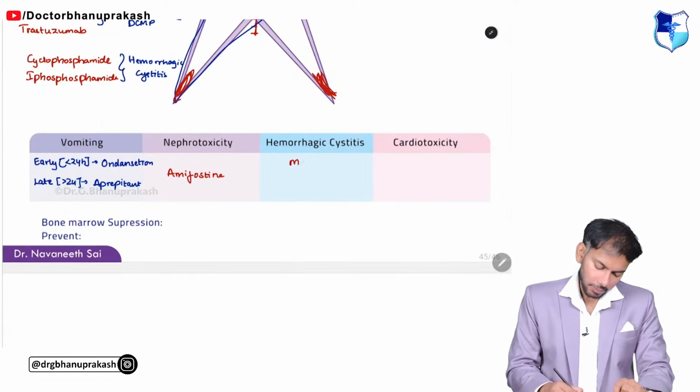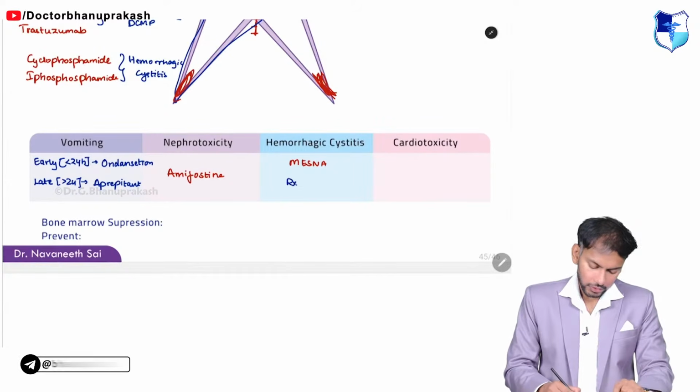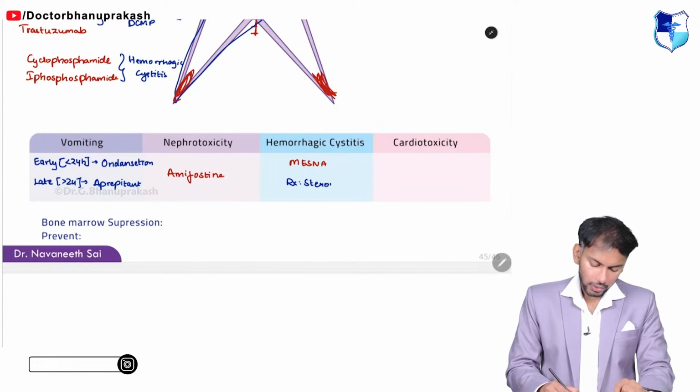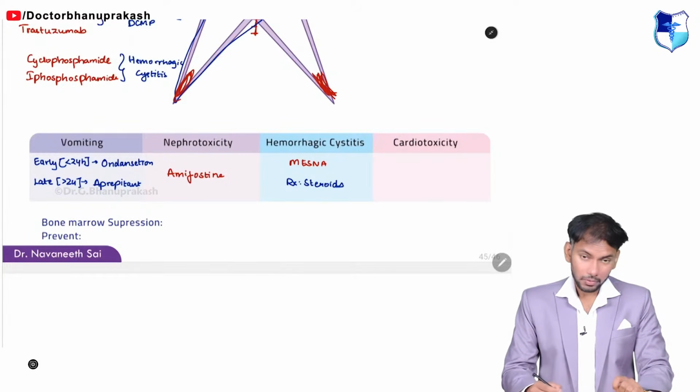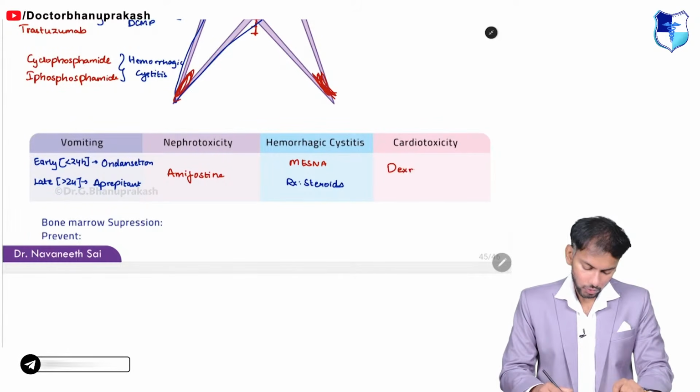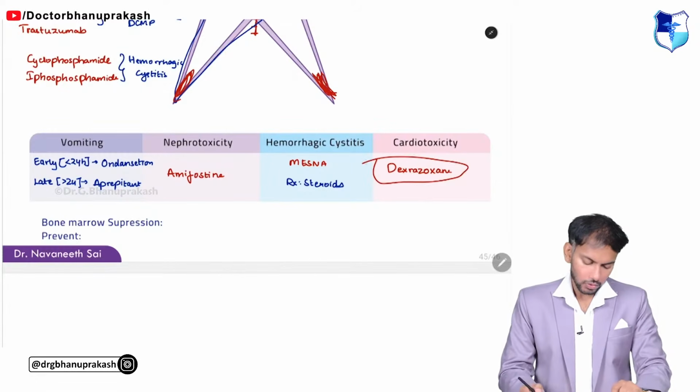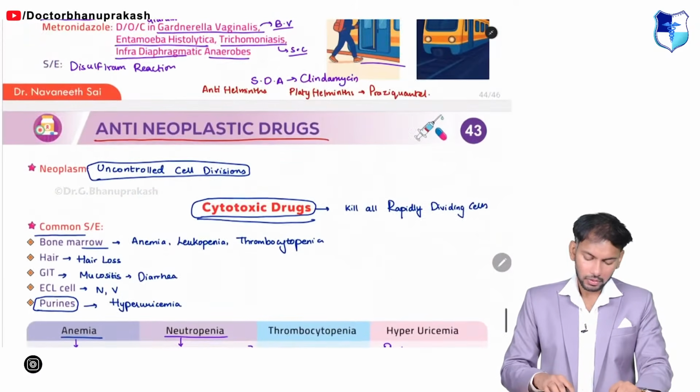Hemorrhagic cystitis can be prevented by giving a drug called mesna, but you can treat it with steroids. Cardiotoxicity can be prevented by a drug called dexrazoxane. That's all. These are the drugs that you can give for these side effects.